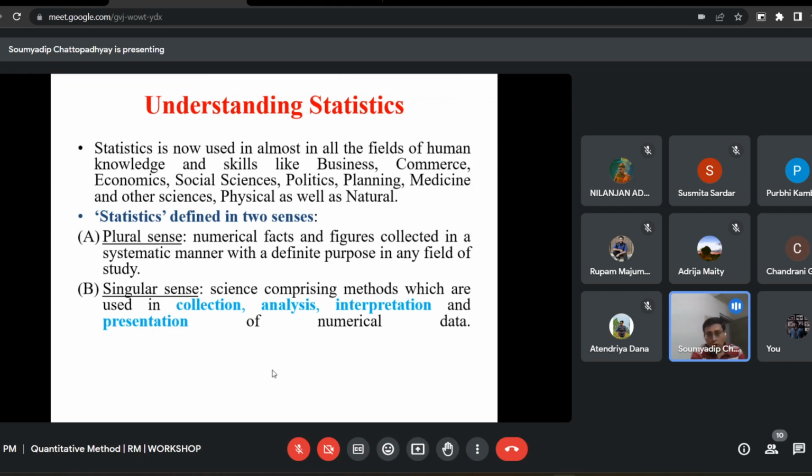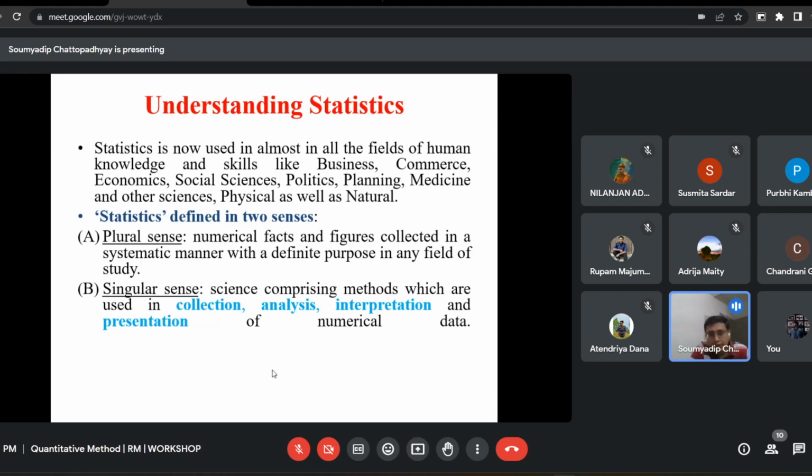In a typical textbook framework, statistics is defined in two senses. One is the plural sense, which deals with numerical facts collected in a systematic manner with a definite purpose in any field of study. The other is the singular sense, according to which statistics is a science comprising methods used in collection, analysis, interpretation and presentation of numerical data.